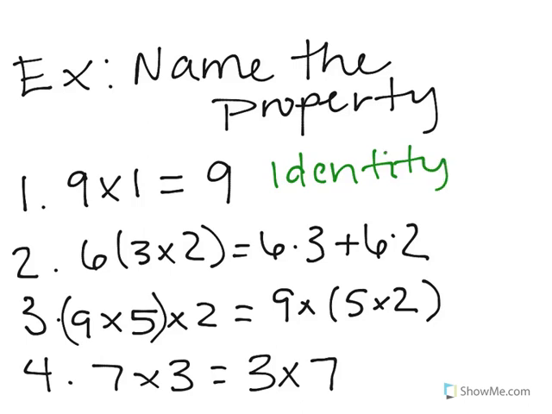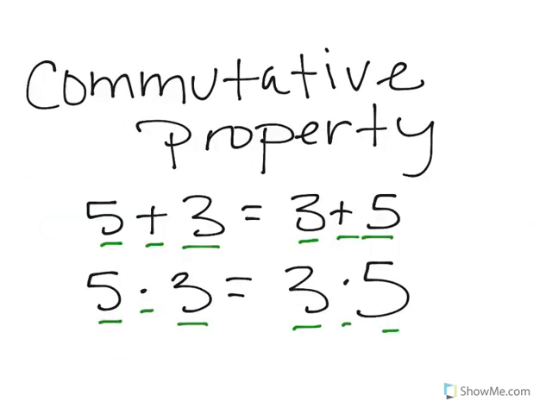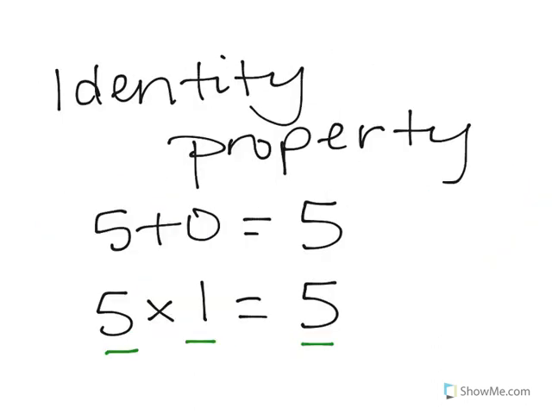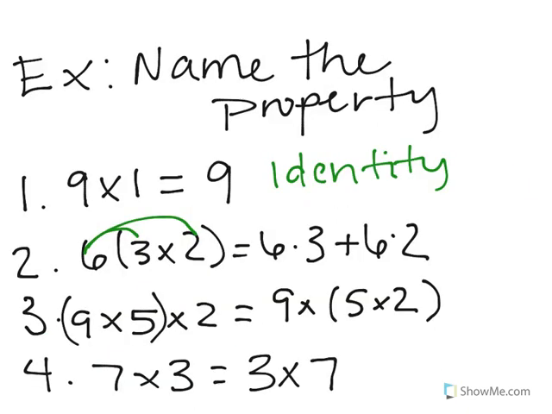Let's look at the next one. 6 times the quantity of 3 plus 2, or 3 plus 2 in parentheses, is the same thing as 6 times 3 plus 6 times 2. Well, it looks like that 6 is being distributed here. So if we look back, the distributive property told us that the number outside the parentheses can be distributed and multiplied, and the numbers can be added together. So I can call this the distributive property. I'll just put DIST for short.